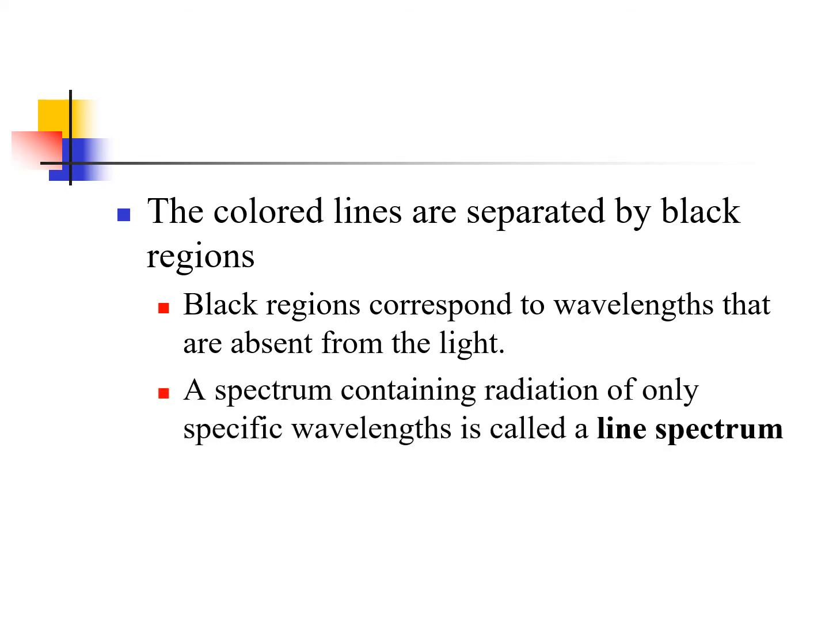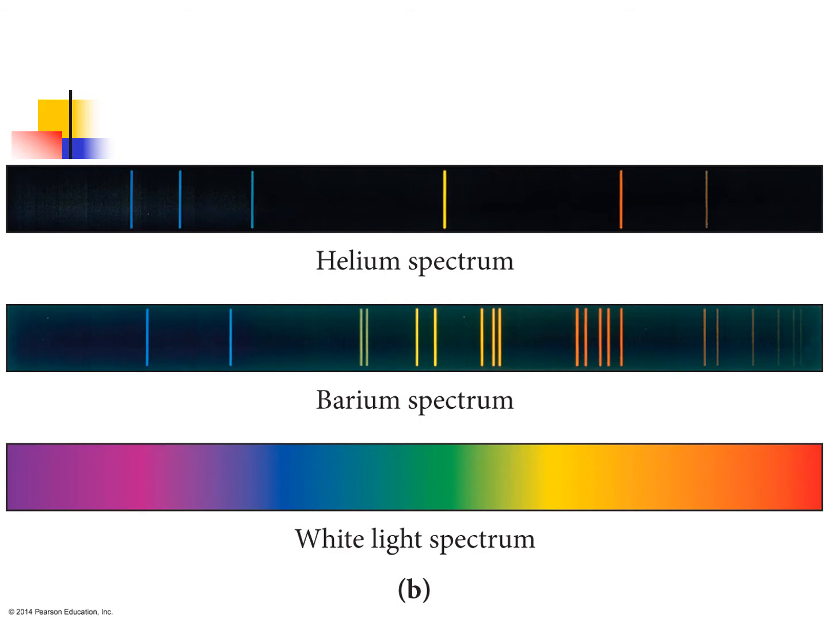What we say is that the black regions correspond to wavelengths that are absent from the light. A spectrum containing radiation only of specific wavelengths, like that hydrogen we saw, is called a line spectrum. So here are some examples. Up top we see helium's line spectrum, and there's barium's line spectrum. This is contrasted with a white light spectrum, aka a rainbow.